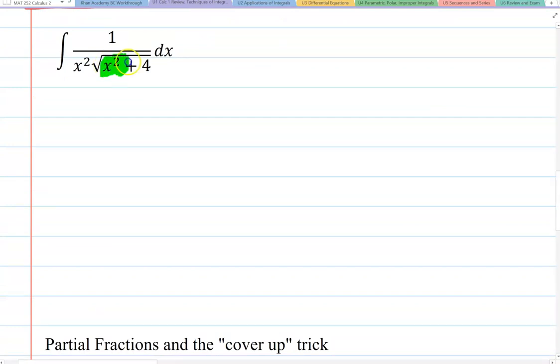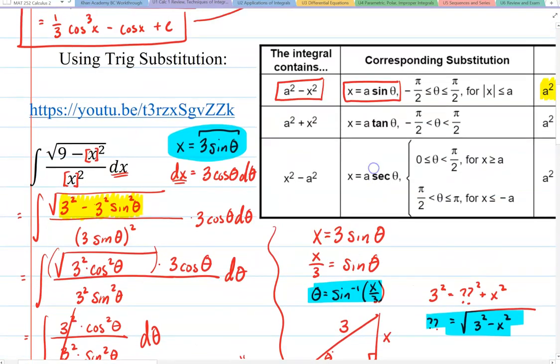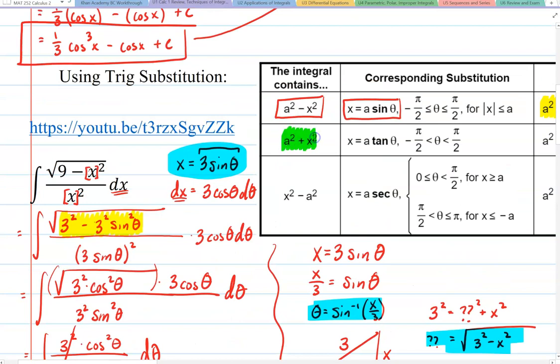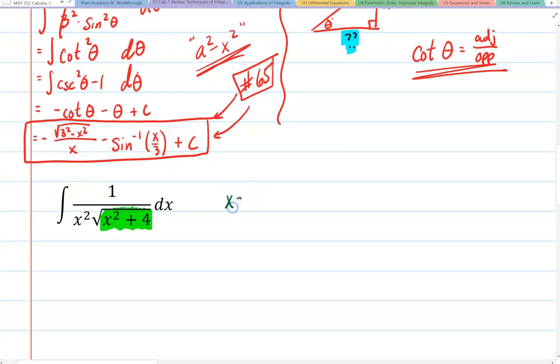Now in this case, I notice that there's an x squared plus 2 squared, or x squared plus a squared here. So to me, that looks like this format. The order's slightly different, but that's the format that we're dealing with. So if I'm dealing with an a squared plus x squared, then the substitution that I want to use is a tangent theta. So I'll switch to a different color here to make this one stand out. Okay, so x is going to be the result of, in this case, 2 tangent theta. So dx is equal to 2 secant squared theta d theta.